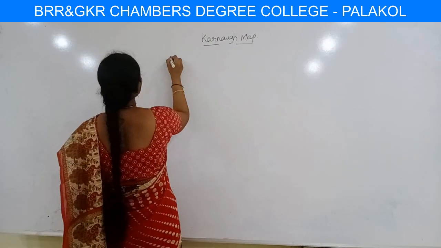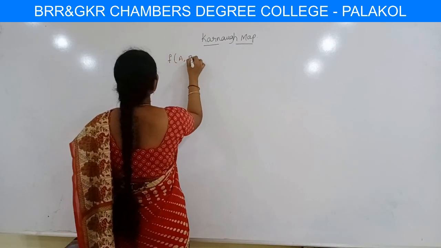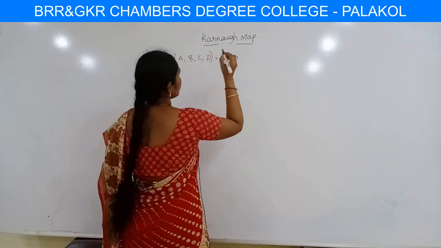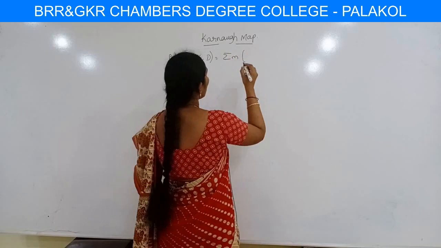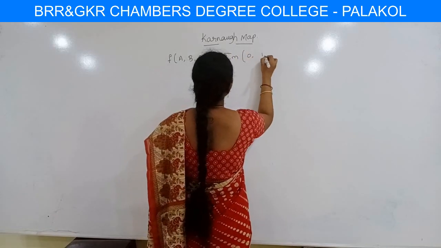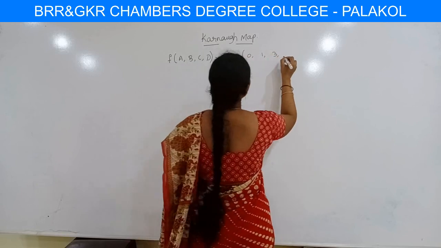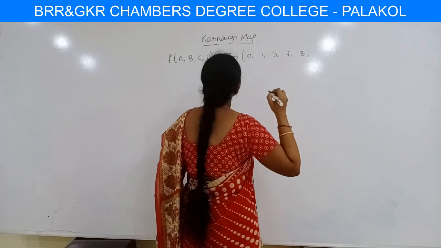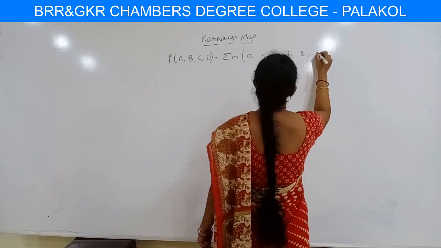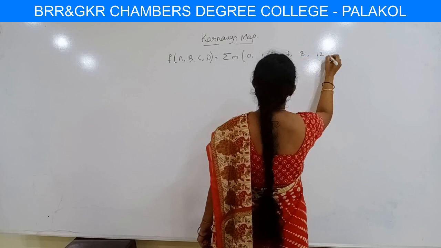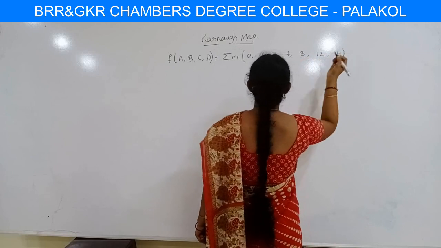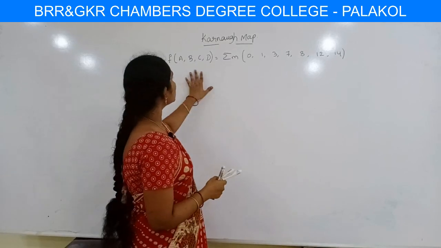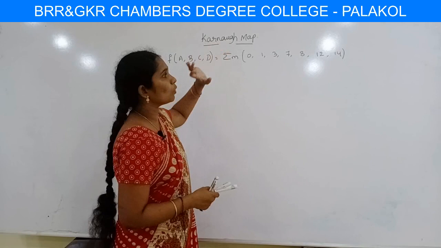So, for example, A, B, C, D is the summation of the given numbers like 0, 1, 3, 7, some 8, some 12 and some 14. So this is the equation given. How to convert it? Actually, this is a SOP form representation.